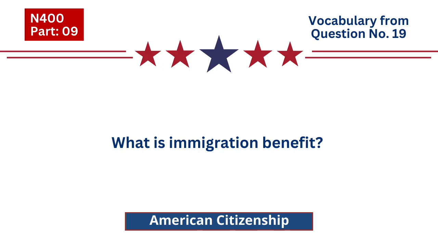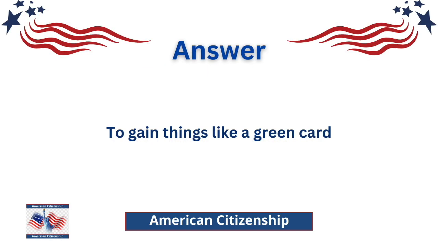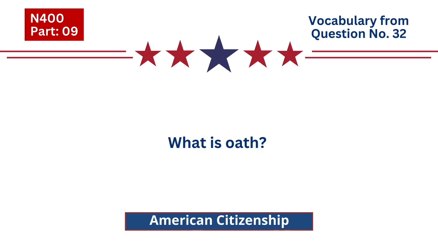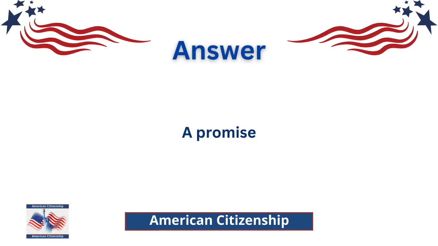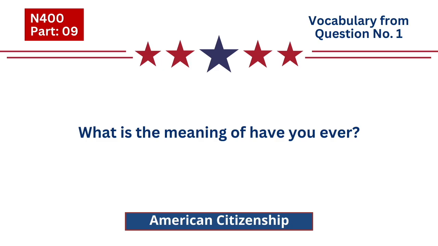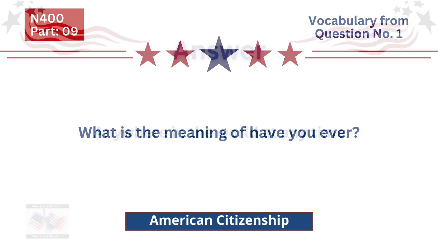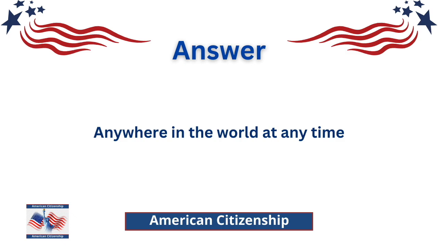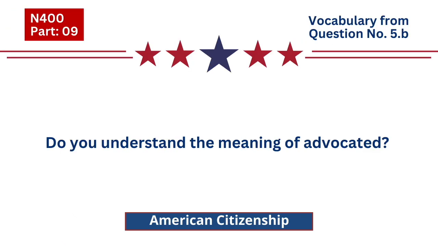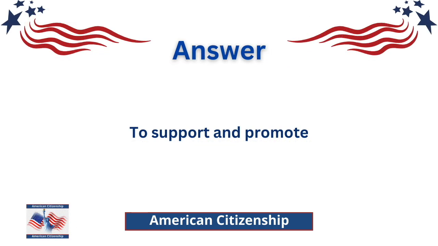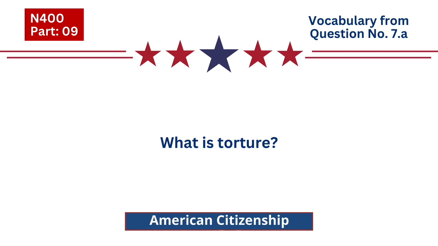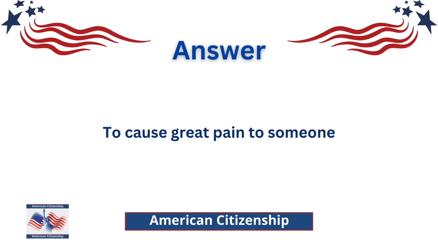What is immigration benefit? To gain things like a green card. What is oath? A promise. What is the meaning of have you ever? Anywhere in the world, at any time. Do you understand the meaning of advocated? To support and promote. What is torture? To cause great pain to someone.